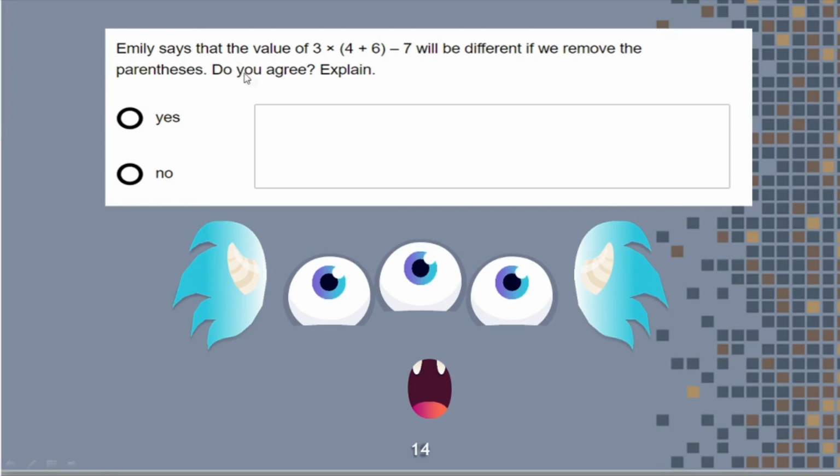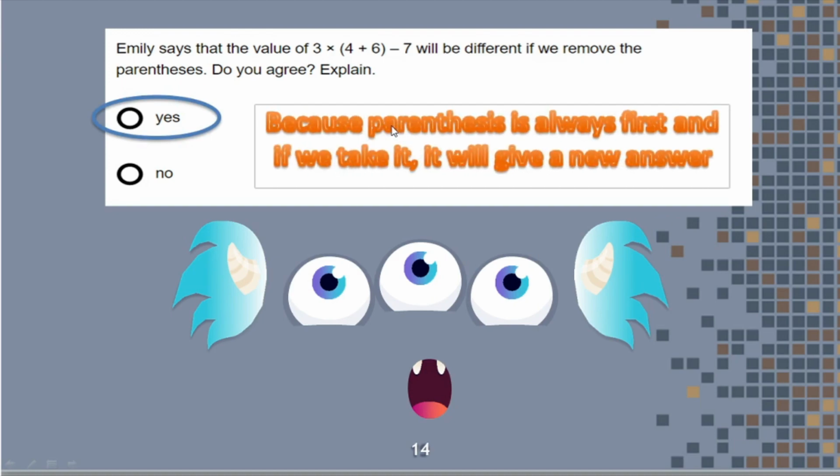Emily says that the value of 3 times, in parentheses, 4 plus 6, minus 7 will be different if we remove the parentheses. Do you agree with her? Of course, in this expression especially. Look why. If there weren't any parentheses, we would start by multiplication. That will give us another answer. So the answer is yes, because parentheses are always first, and if we take them away, it will give a new answer. I hope you can see it properly.